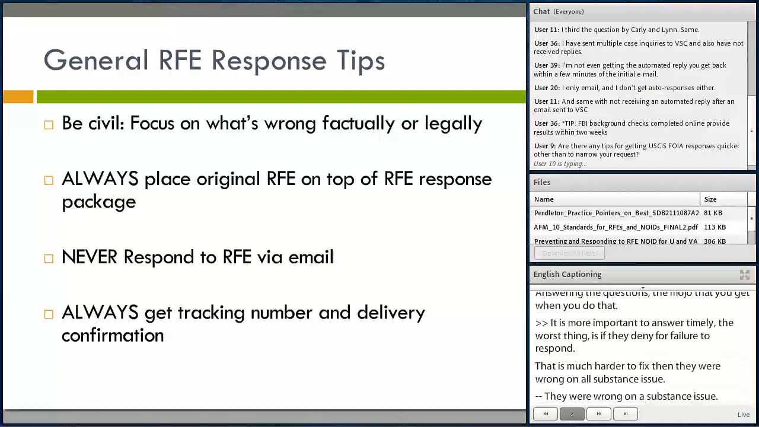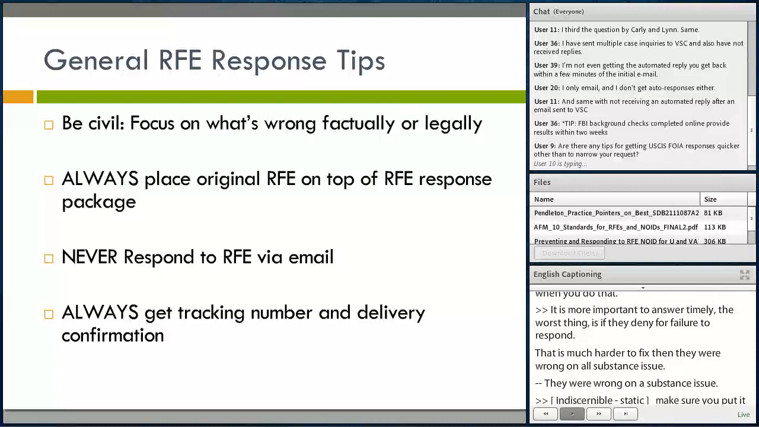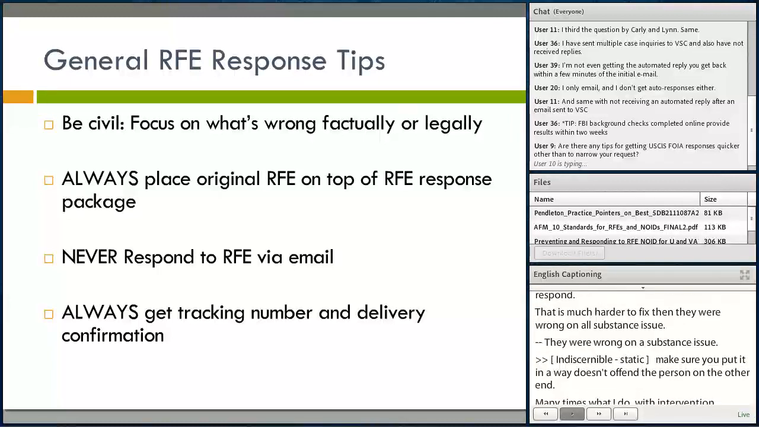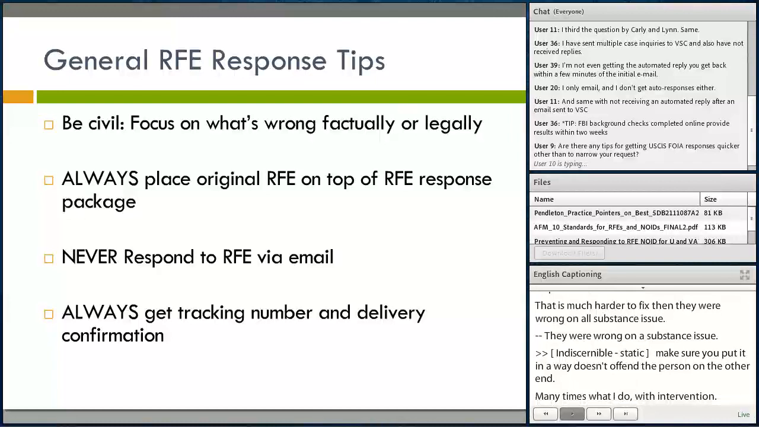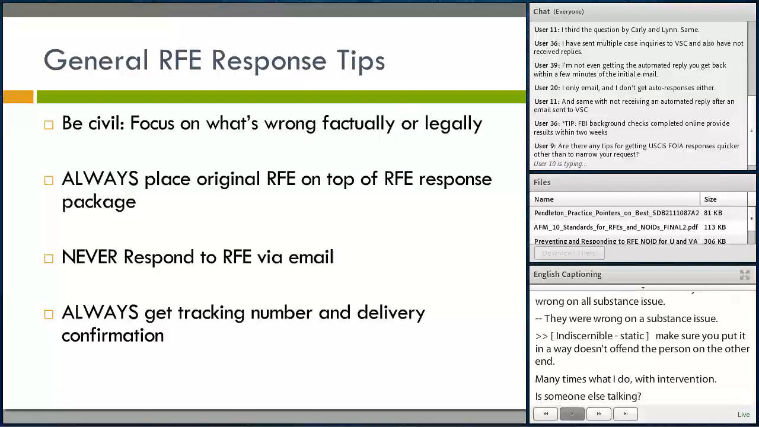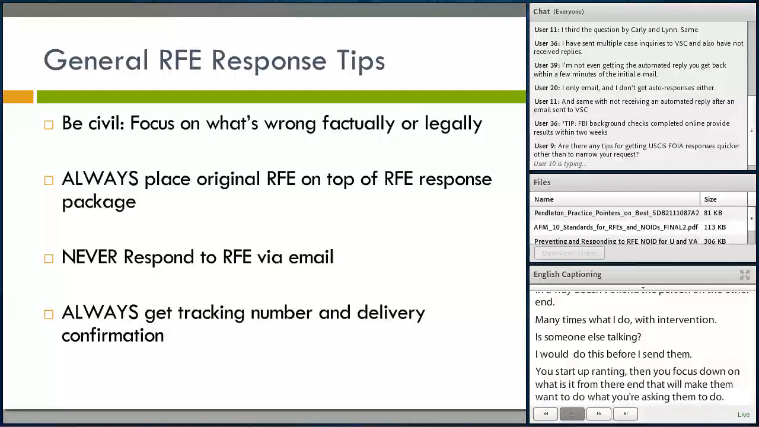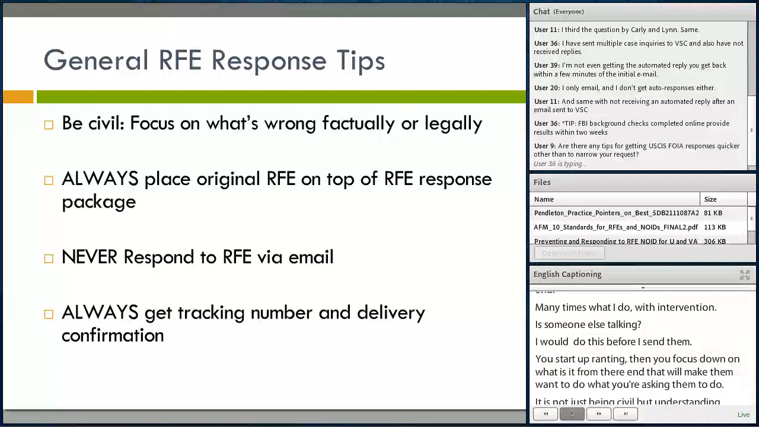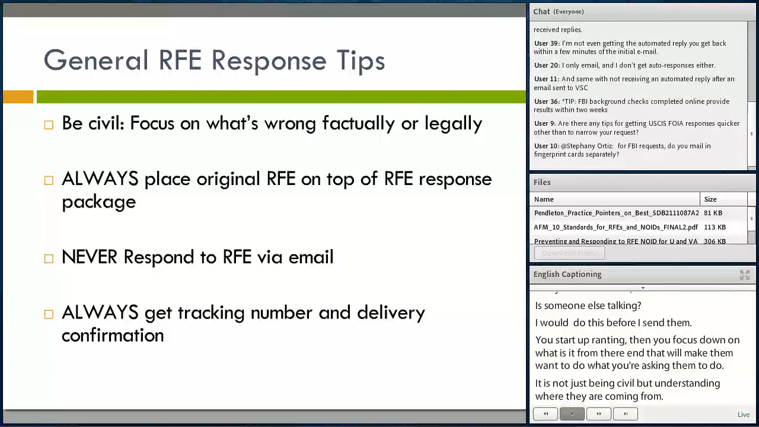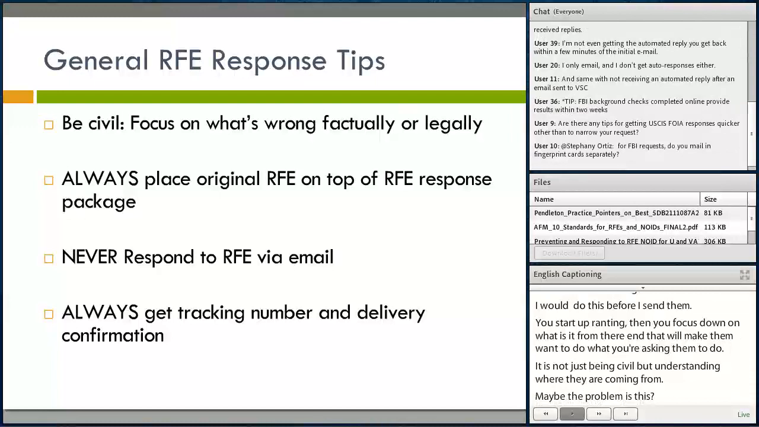So one of the things we do with you as you're writing your emails to the hotline is help you calm down and put it in a way that's not going to offend the person on the other end. I completely get it. Many times when I do an intervention, I will literally craft my emails 3 times before I send them, because you start off ranting and then you focus down on what is it from their end that is going to make them want to do what you're asking them to do. So it's not only just being civil, it's often trying to understand where they're coming from and saying, maybe the problem was this, but really what's going on is this, and could you please help us fix it?